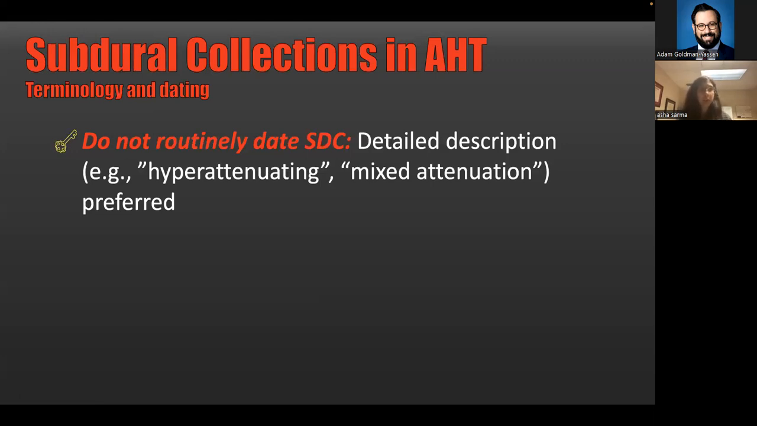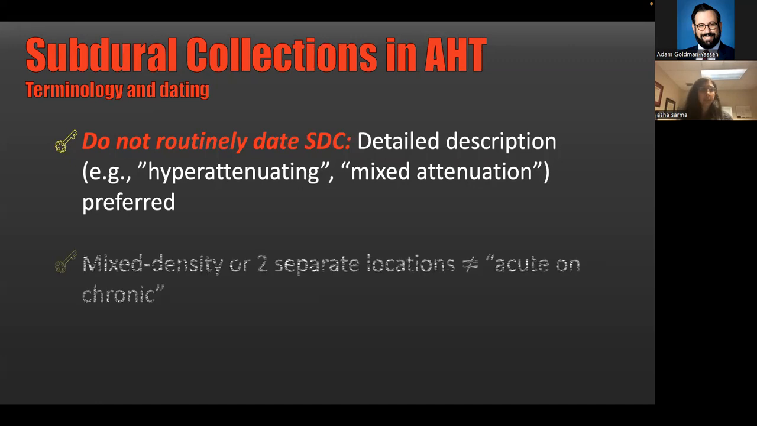The dating is uncertain. So if you remember nothing else of what I'm saying, I think an important point of this presentation is do not routinely date these subdural collections. Instead, I prefer to give a detailed description and use neutral language describing the way that they look, for example, hyperattenuating or mixed attenuation, rather than dating them in the radiology report.